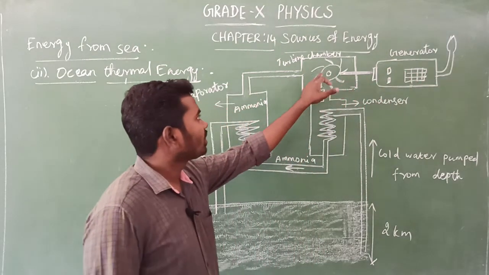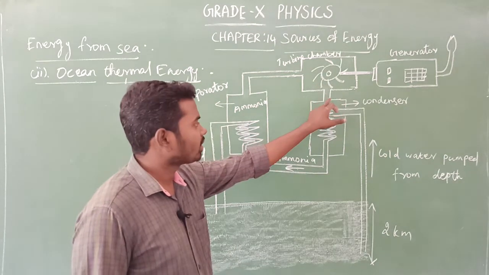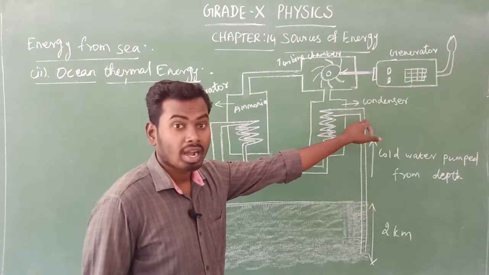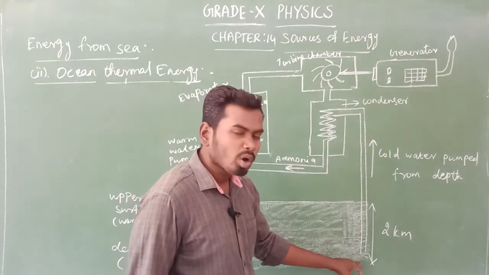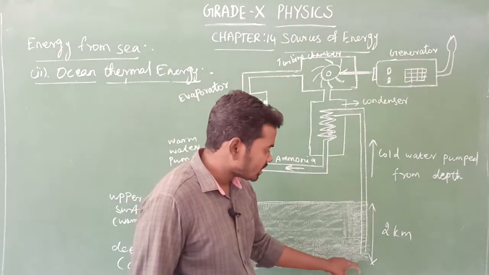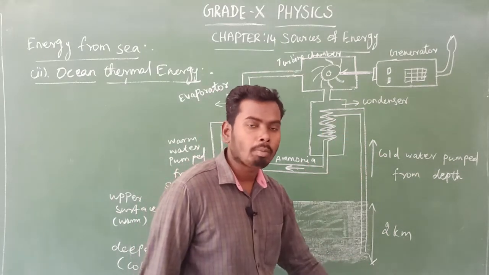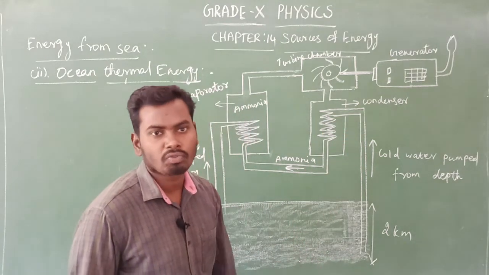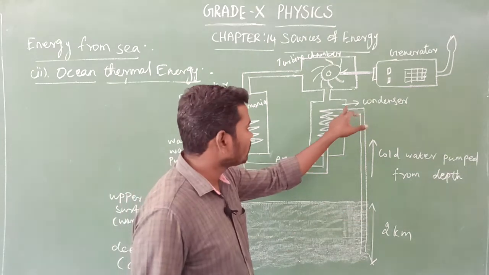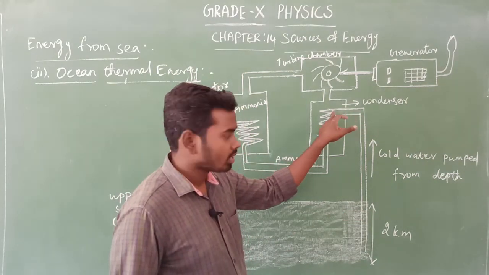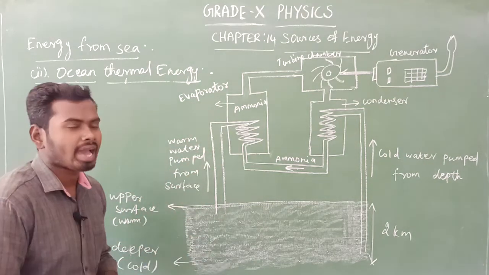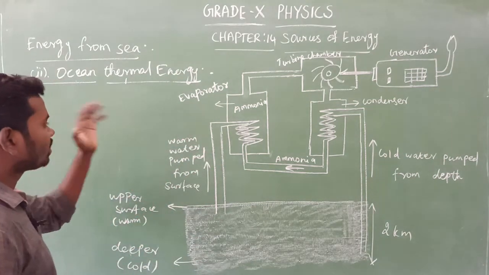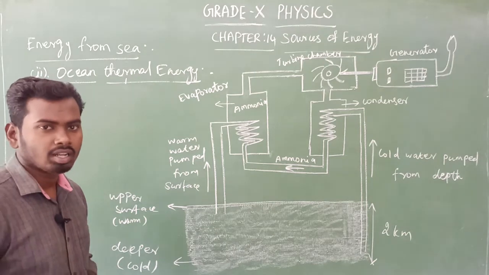Next, the other end of this turbine chamber is connected with the condenser. Then another pipe, immersed very deep, up to 2 kilometers from the surface of the ocean, is connected with the condenser here. This is a schematic diagram of the ocean thermal energy.